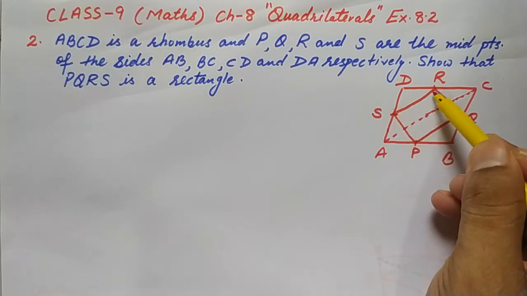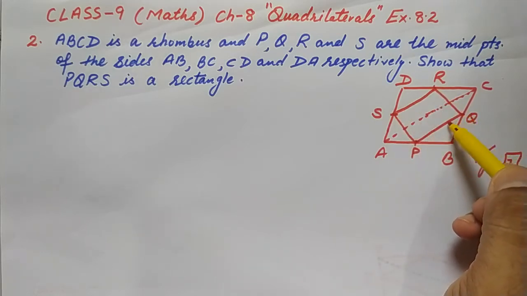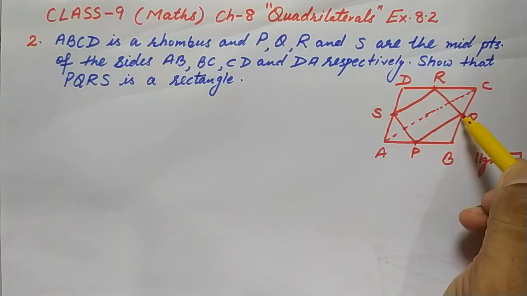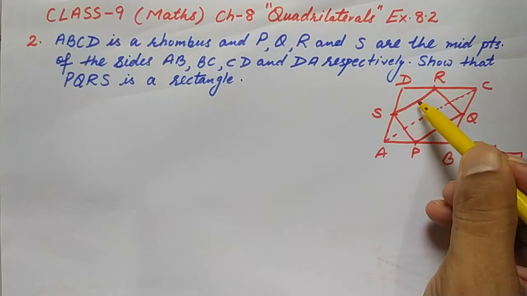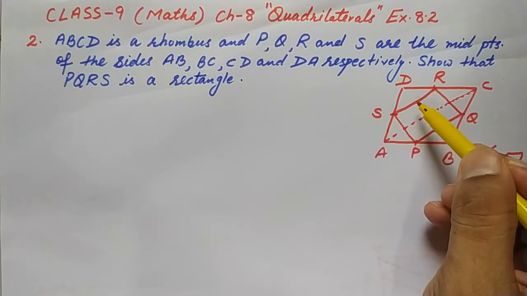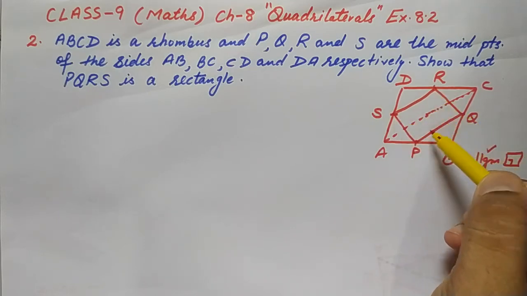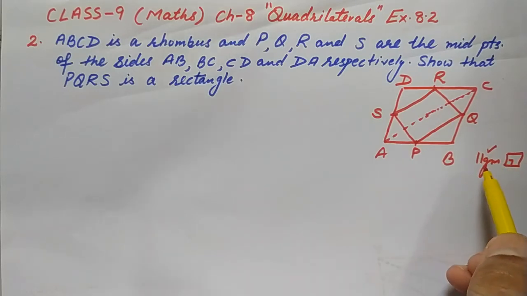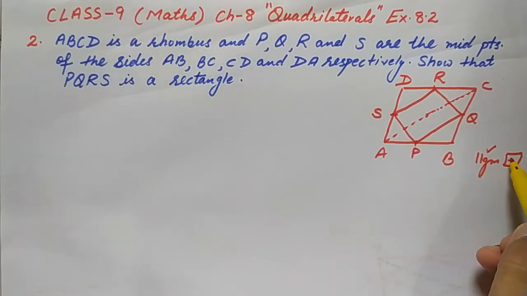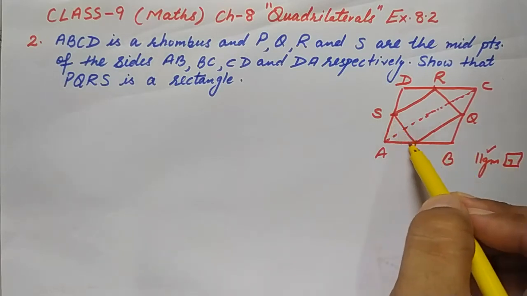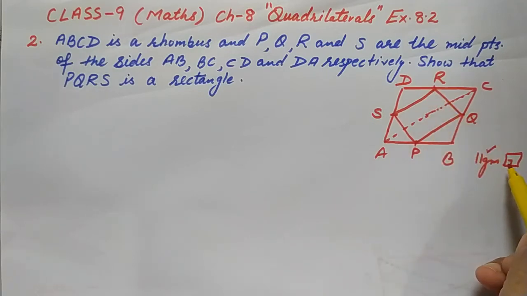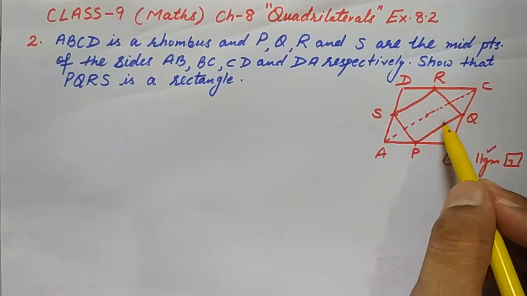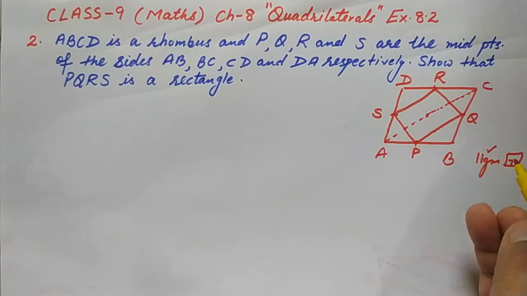It means SR and PQ are equal and parallel. If SR and PQ are equal and parallel, then PQRS will be a parallelogram, because one pair of opposite sides is equal and parallel. So it is a parallelogram, proved. Now the next work is to make one angle 90 degrees. If we prove any one angle of PQRS is 90 degrees, then we can say it is a rectangle. Let's see how to prove this.